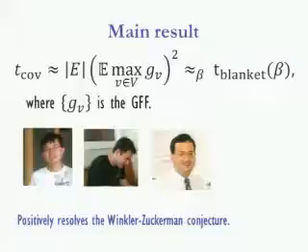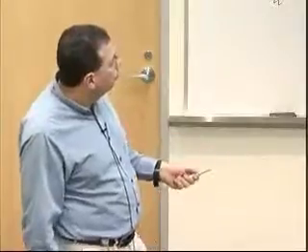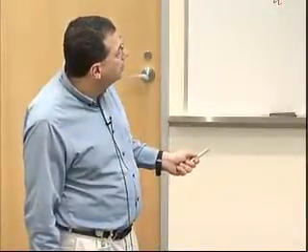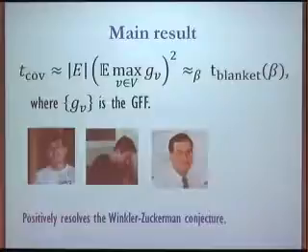Right. Okay, so here's our main result, or one form of it, which says that the cover time is equivalent up to constant to: you take the maximum of this Gaussian free field, take the expectation of that, square it, and multiply by the number of edges. And this is also equivalent to the blanket time, but here the constant depends on beta.